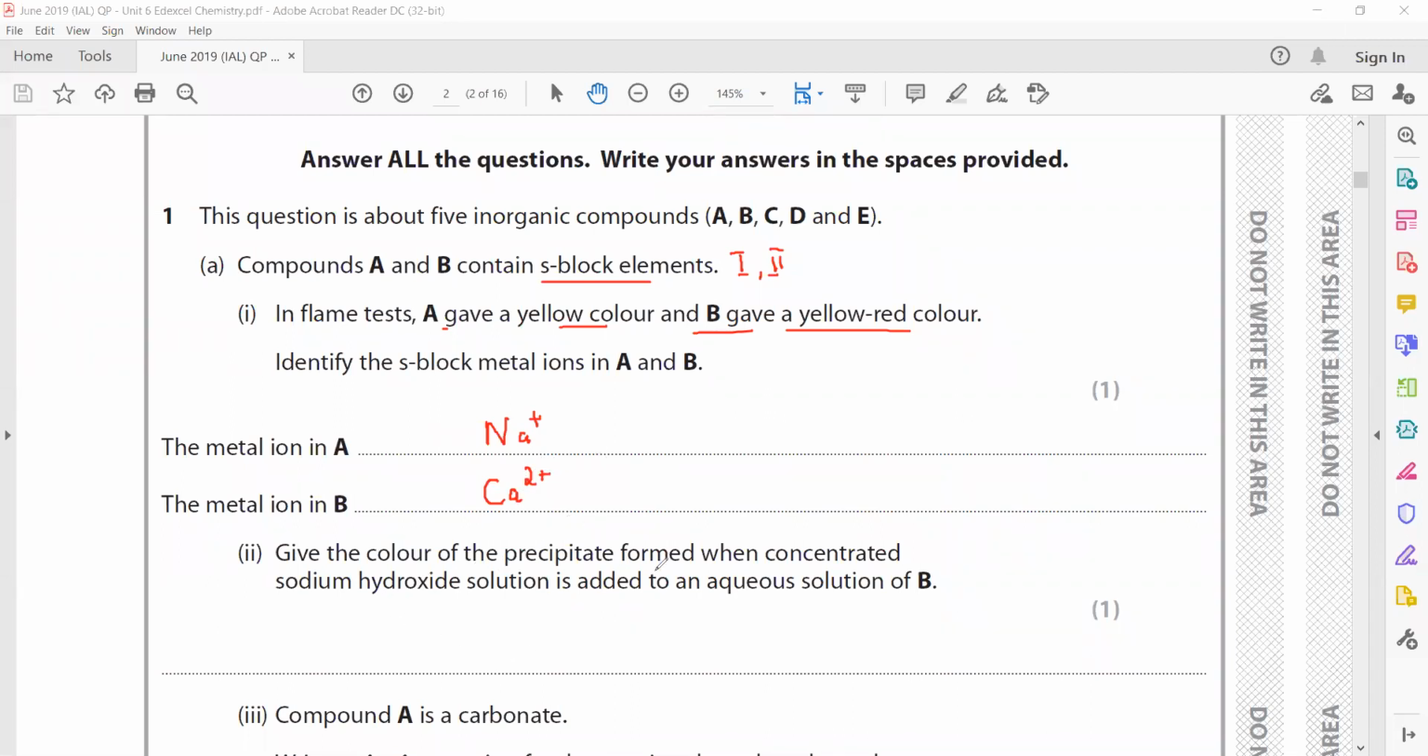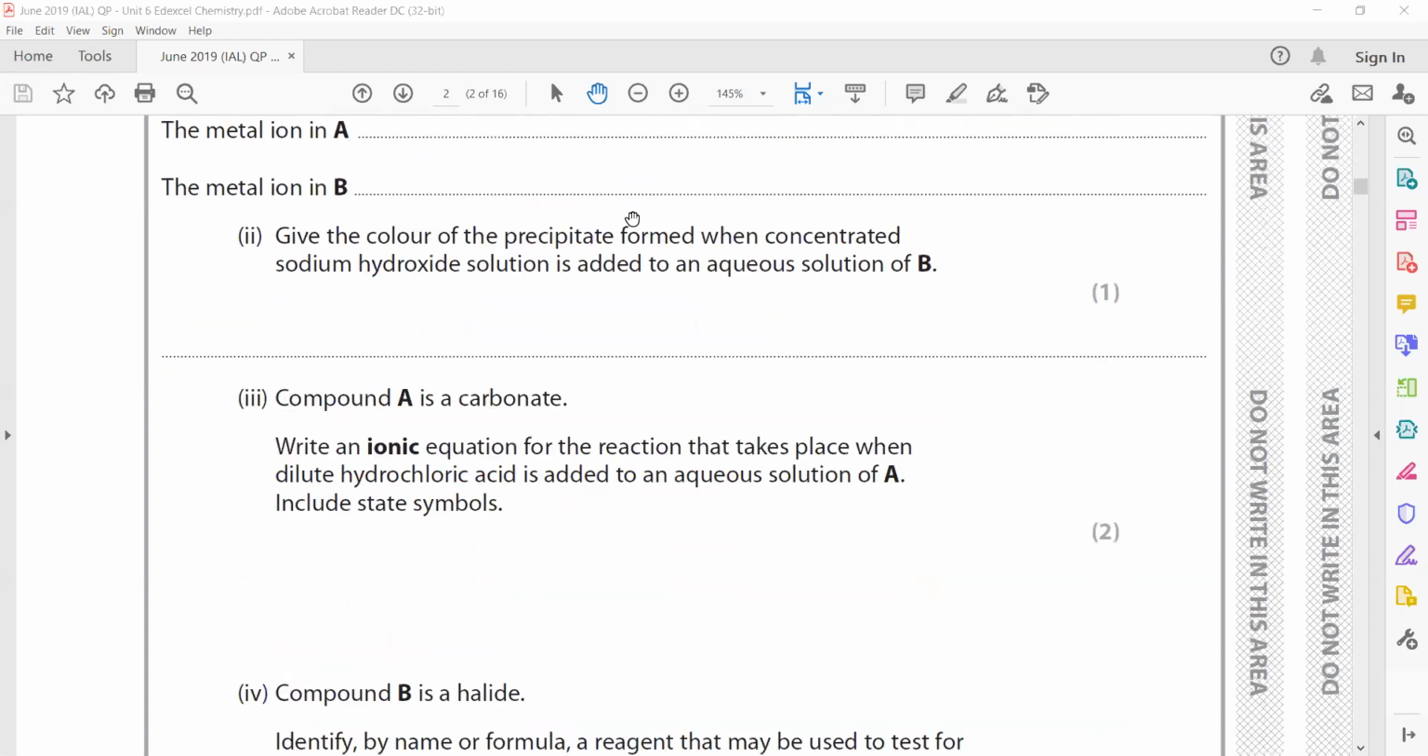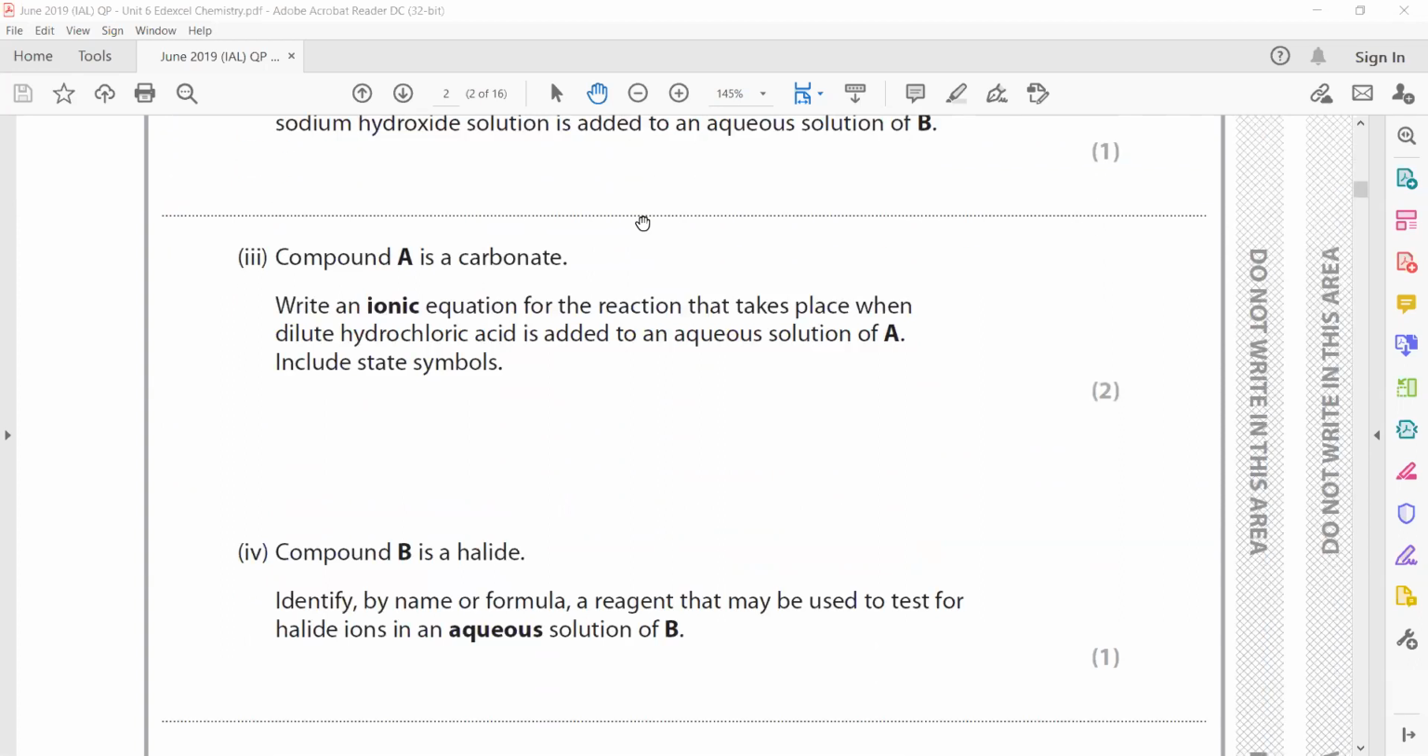Give the color of the precipitate formed when concentrated sodium hydroxide is added to an aqueous solution of B. When we add sodium hydroxide to a calcium compound, group 1, 2, or 3 compounds are white solids. So if they form a precipitate, what will be the appearance or color of this compound? It will be a white solid. Then compound A is a carbonate. So we already identified the sodium, and the second ion, which is the anion, is carbonate.